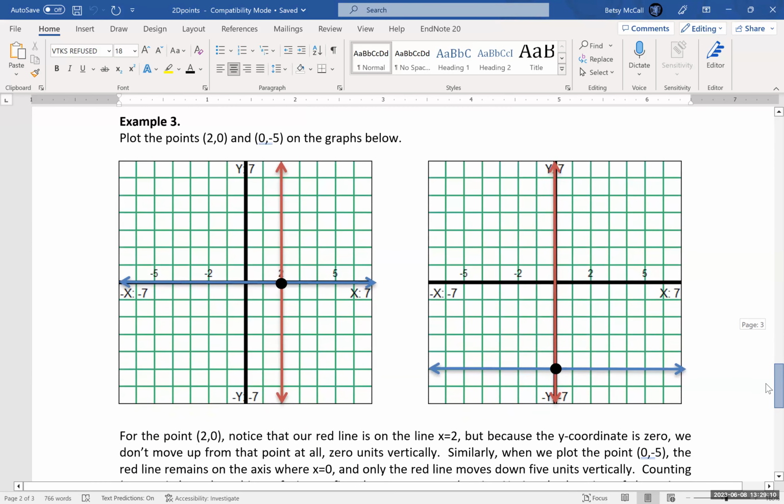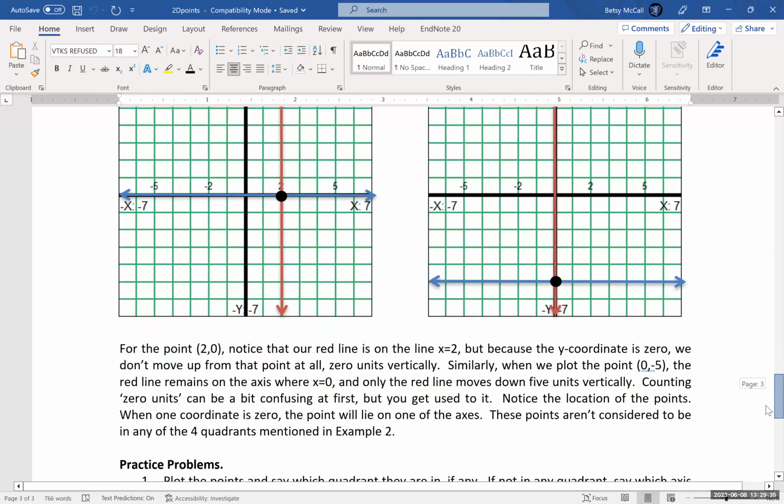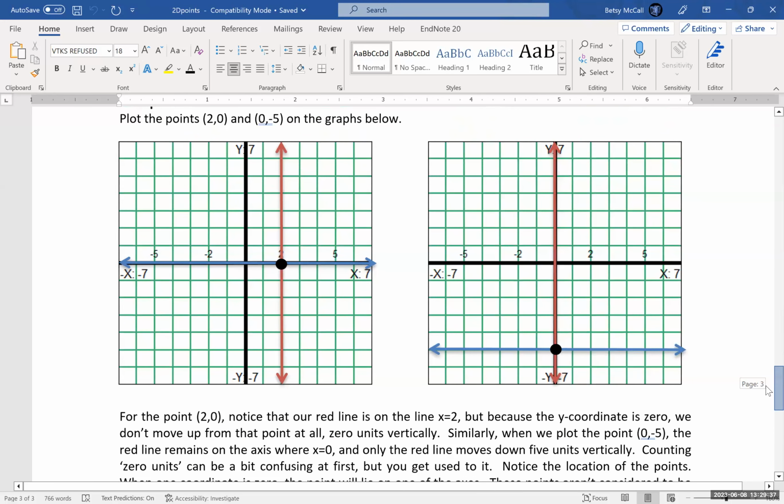So examples would be like the point 2, 0. So the first coordinate is positive, we go over 2, but then we're not going up at all. And so we're here on the x-axis at the point 2, 0. If the first coordinate is 0, we're not going left or right at all. We're just, in this case, going down 5. So that's how you plot points in 2 dimensions.